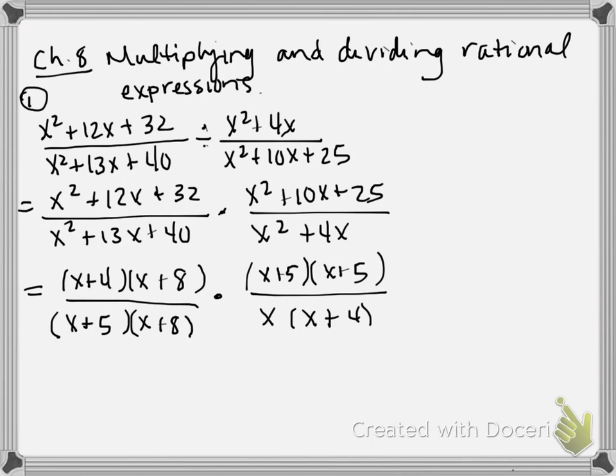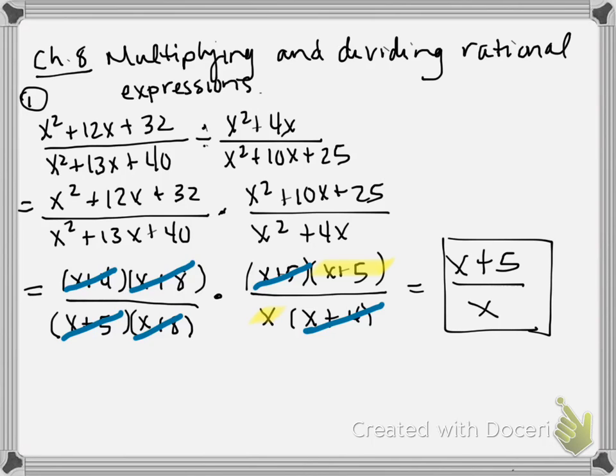All right, so now I'm going to think about canceling. So here we go. Numerator, denominator: x plus 8 over x plus 8. X plus 4s, and only one x plus 5. All right, all I'm left with is x plus 5 over x. So I'm going to write my final answer as x plus 5 over x.